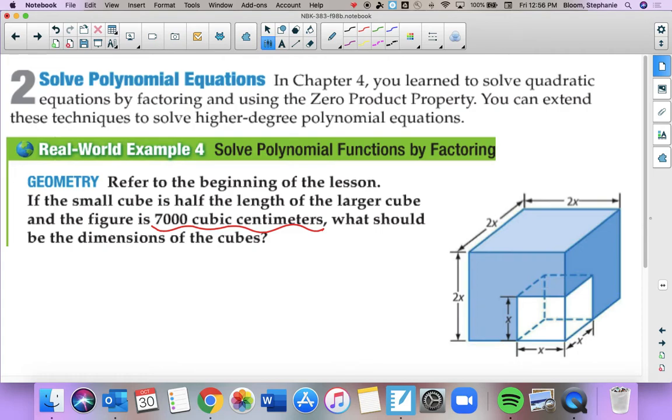So let me ask you this. What does that 7,000 cubic centimeters represent? Volume, how do you know? Very good. Cubic tells us we're taking three things multiplied together, which is length times width times height, which is volume. So how can I set up an equation to figure out the small ones? Anybody have an idea? Wiley?